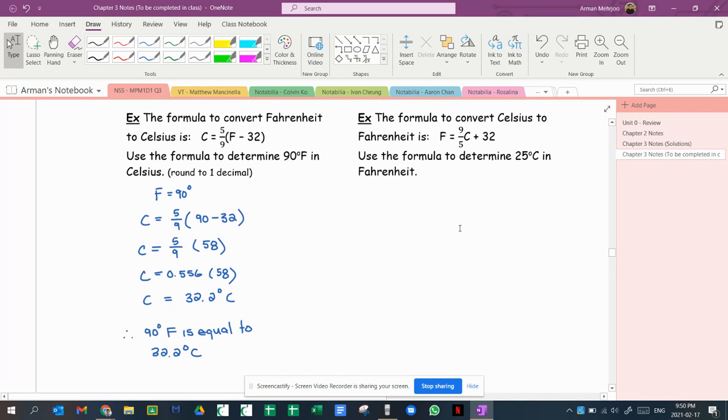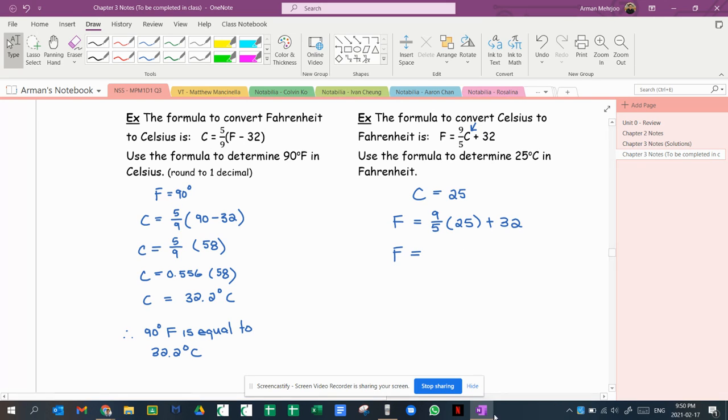So this one is kind of like the first one, but in reverse. Now they're giving you Celsius, and they want you to find what that is in Fahrenheit. So in this case, my variable C is actually going to be 25 degrees. So instead of having a variable C, I can substitute in 25 degrees Celsius for C. And let's see what we get.